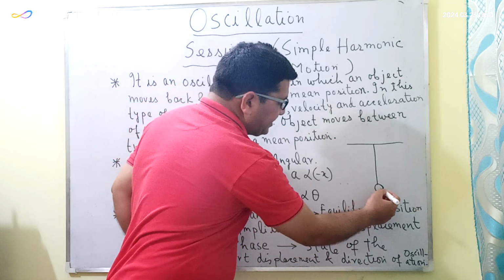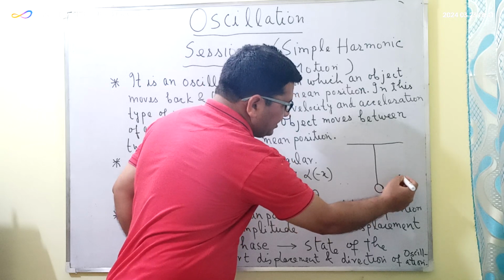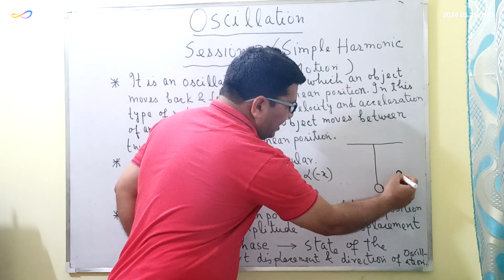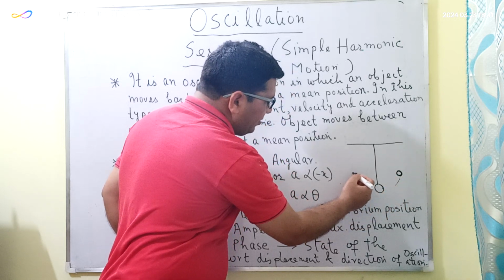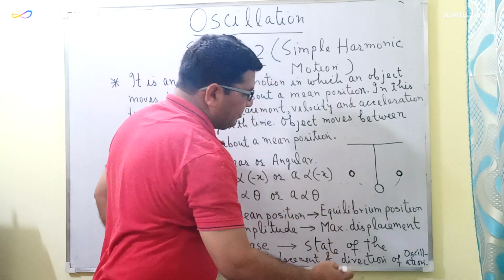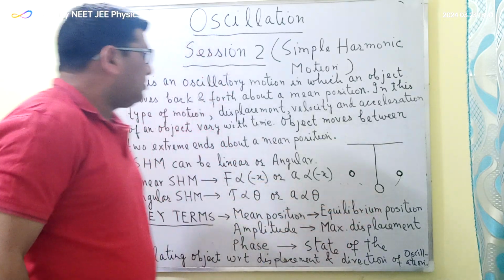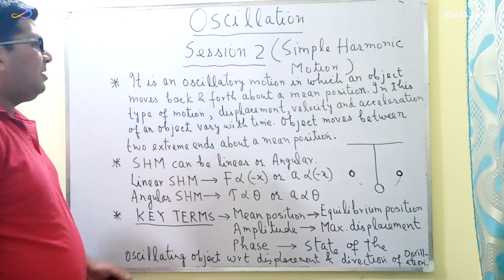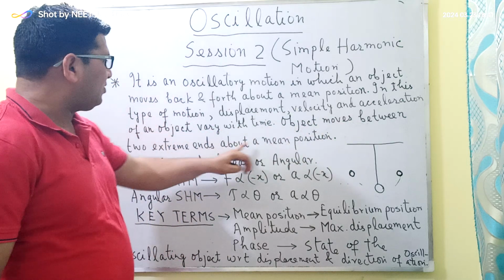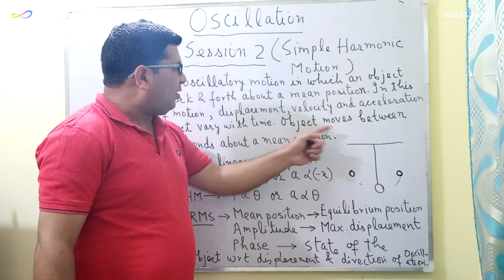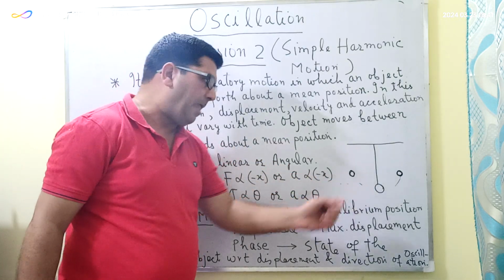If this object is displaced from its mean position, it will start moving in this direction, reach one extreme end, then come back to its mean position, and again move towards the other extreme. In this way it will keep on oscillating about this mean position. This is an example of oscillatory motion, and in this type of motion the displacement, velocity and acceleration of an object vary with time. The object moves between the two extreme ends about the mean position, as I have already indicated here.